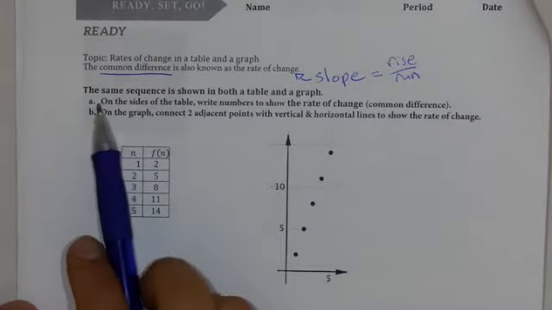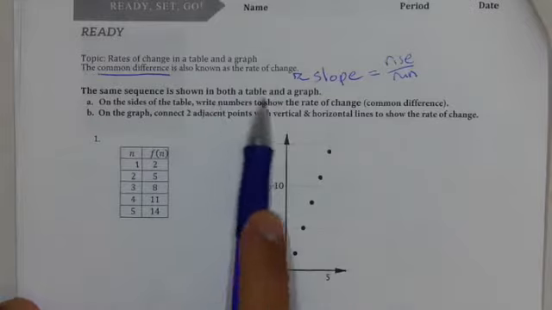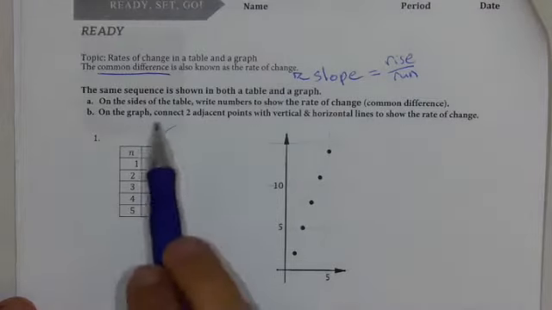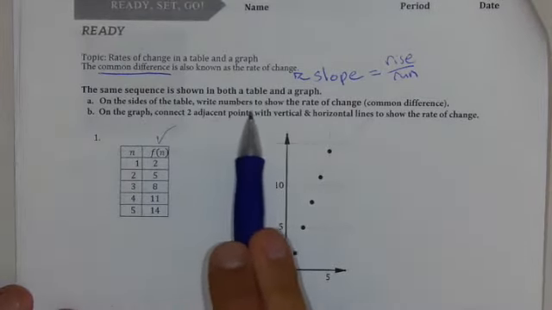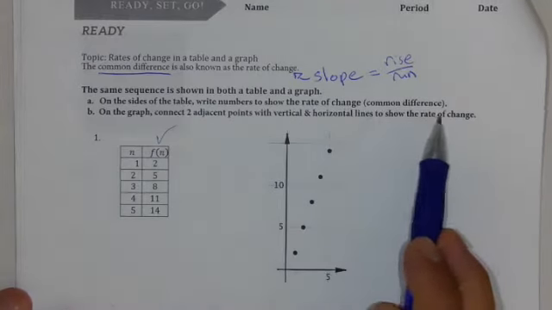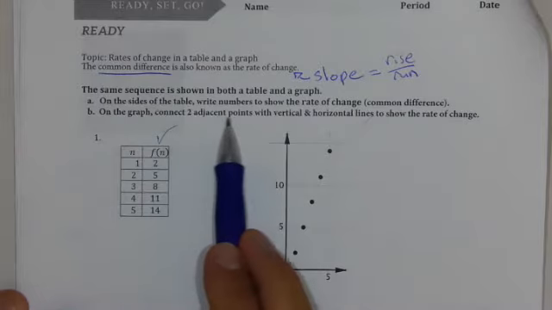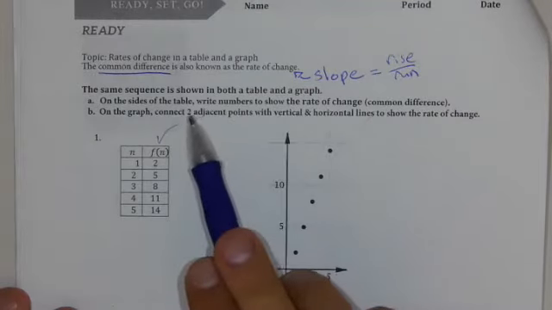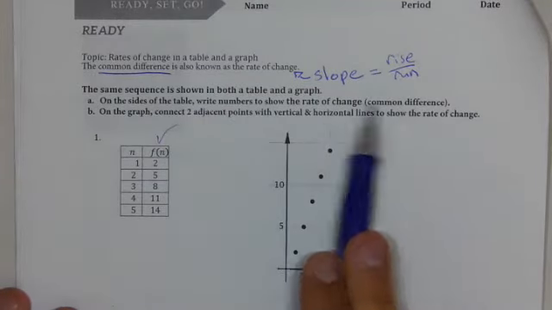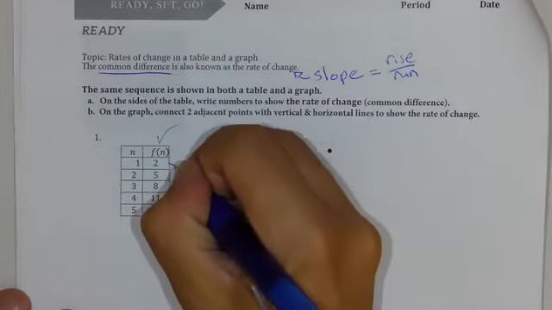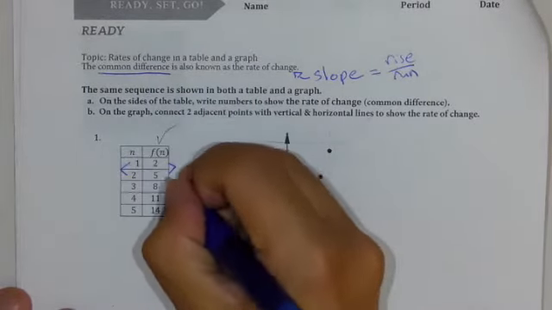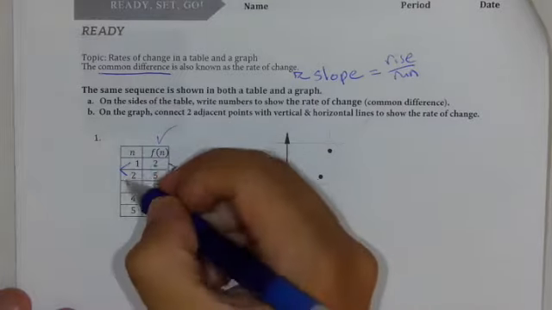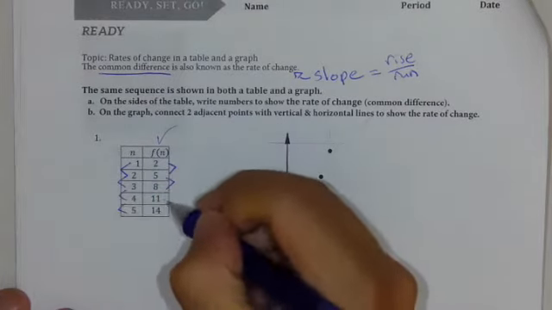So what's this first problem set asking us? The same sequence is shown in both the table, seen here, and a graph, seen here, easy enough. On the sides of the table, write numbers to show the rate of change, the common difference. In addition to that, on the graph, connect two adjacent points with vertical and horizontal lines to show the rate of change. All right, so the first one's dealing with our table, trying to find our common difference, which we've seen before. So we're always trying to map out our difference from point to point, from f of n point to the next f of n point or the previous f of n point. And so we'll do that for all of these.